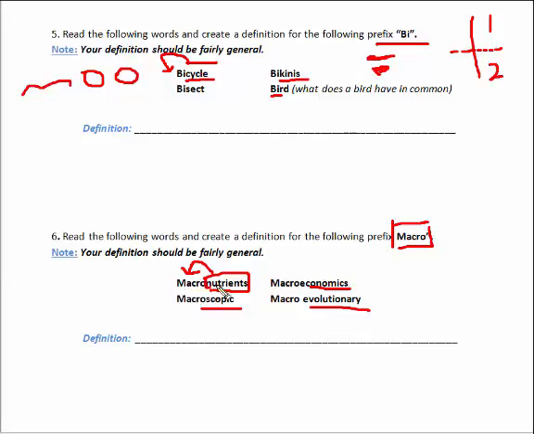Macronutrients would be big, full, hearty macronutrients. Macroeconomics. It's not small economics, it's big. Macroscopic. We know what microscopic means. That's one of the prefixes we'll see here soon. But macroscopic means the opposite. Micro means small. Macro means big.